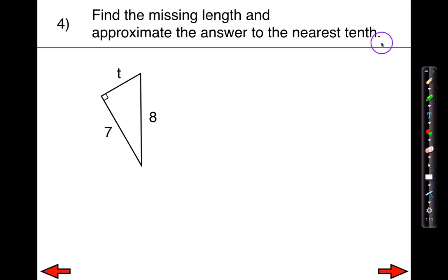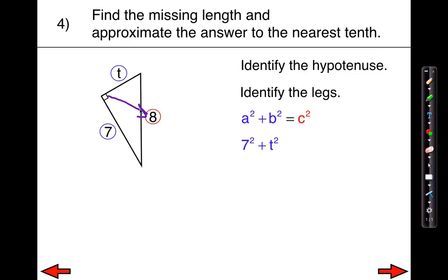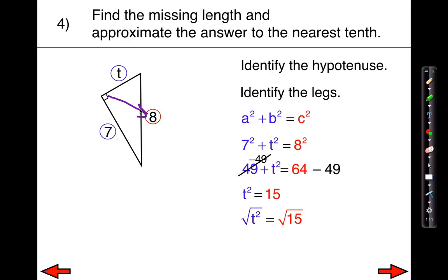Okay, last type of this one. So here we're going to find the hypotenuse, which is 8, making t and 7 the legs. Plugging that into the formula, we're going to be left with 49 plus t squared equals 64. Let's get rid of the 49 first, leaving us with t squared equals 15. Then we're going to take the square root of both sides, leaving me with t equals square root of 15.